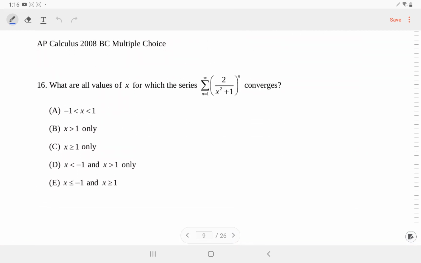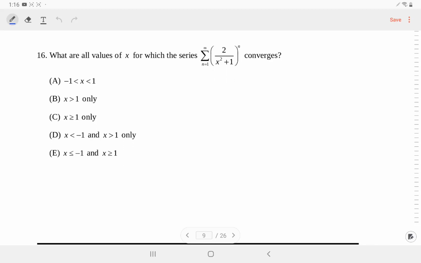Okay, so this is 16. What are all the values for which this converges? Okay, I would say this is not on this year's test, but it's on other tests and you might need it for college. So I'm gonna do the problem anyway. Okay, so limit, this is an interval of convergence is what it's called.